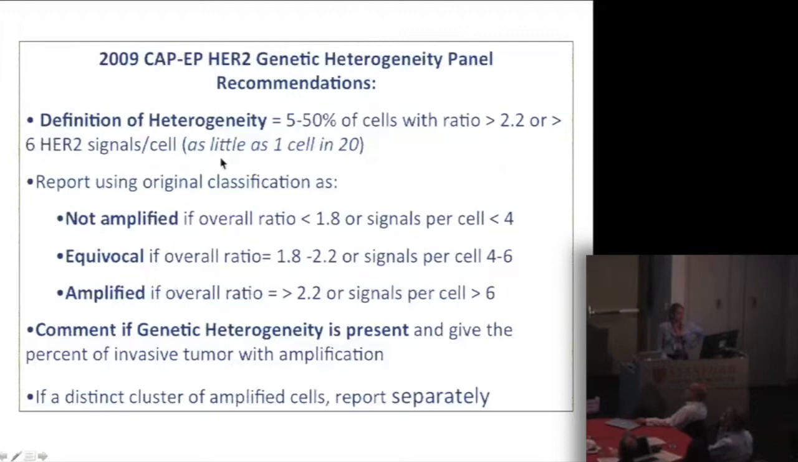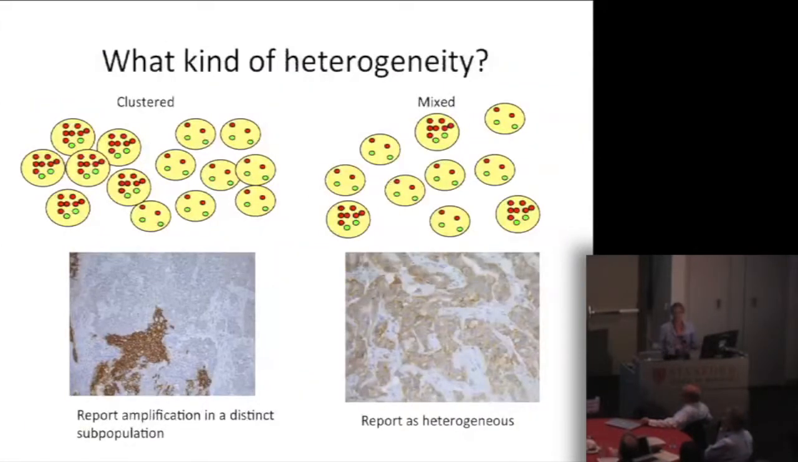So, as little as 1 in 20 of these cells, 5%, amplified, then it would be considered heterogeneous. But they didn't really say what to do with that. And I think those guidelines weren't adopted uniformly in labs across the country because people didn't really know what to do with that information.